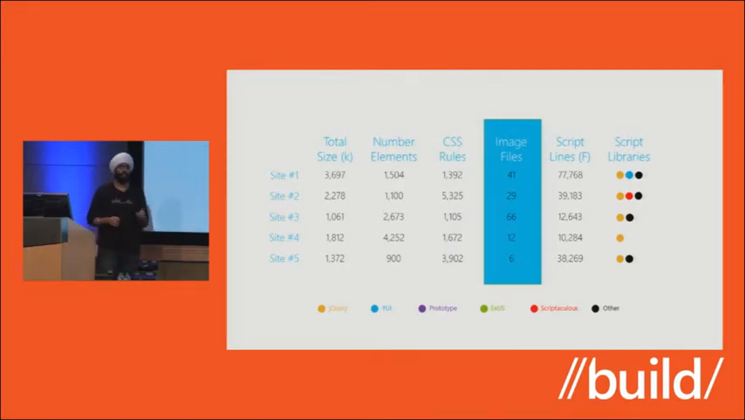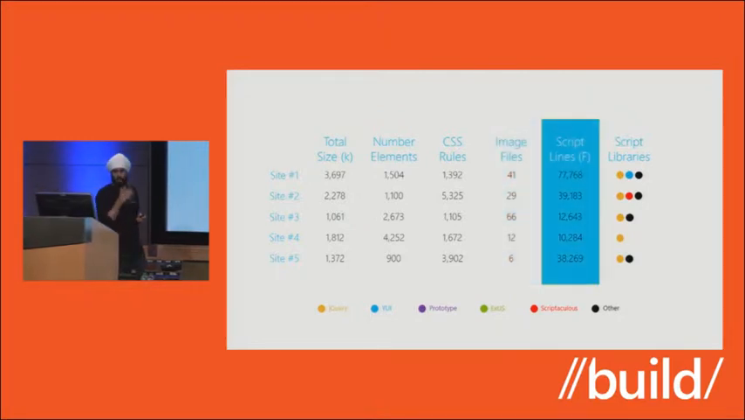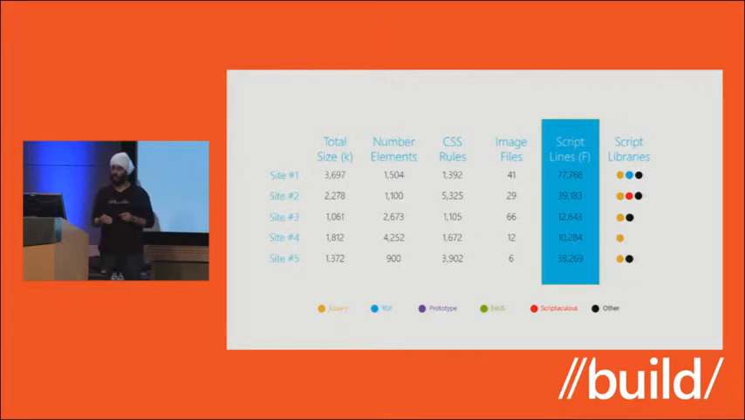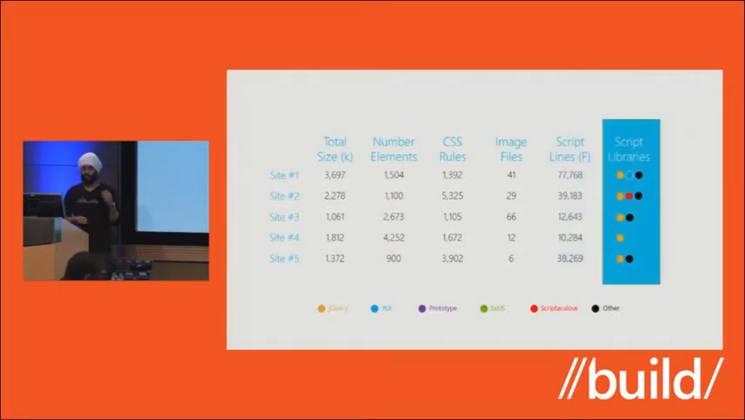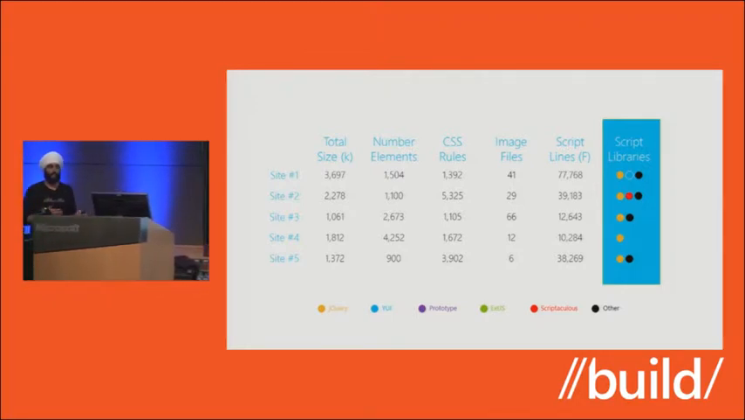If we look at the number of external image files downloaded, we will see that it's 6 on the low end and 66 on the high end. So that's almost a factor, well, that is a factor of 11. If we look at the number of lines of script downloaded, and this is formatted lines to factor out minification and make sure we're comparing apples to apples, you will see that the number of lines of JavaScript goes anywhere from 10,000 to 77,000. That's almost a factor of 8. And finally, there are very significant differences between how these sites were architected, the frameworks they chose to use, both on the client and the server side.